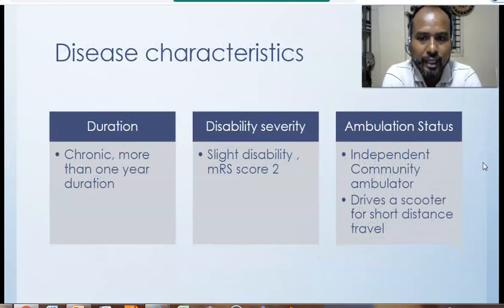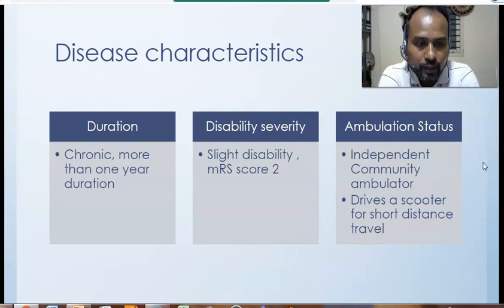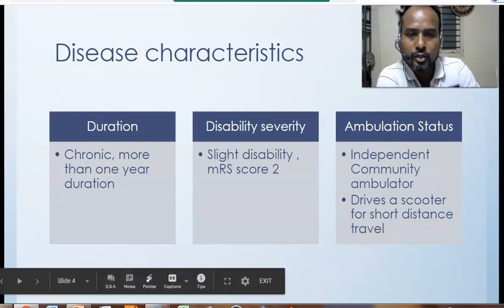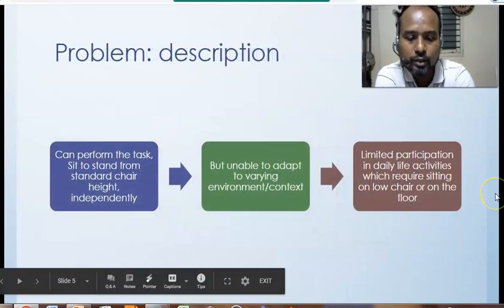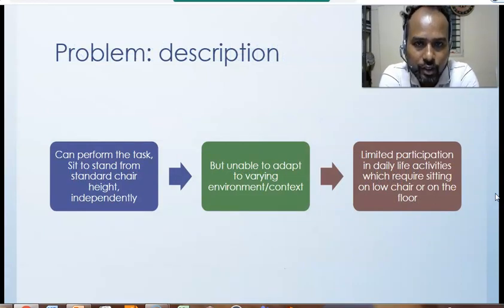Some disease-related characteristics: currently the patient is in a chronic stage, more than 1 year since his stroke, and his disability severity, the modified Rankin scale score, is 2. He's able to walk without others' support and can do many activities, but still needs assistance in some areas. His ambulation status is independent community ambulator, and he drives a scooter for short distance travel. These basic characteristics will help you grasp his current status.